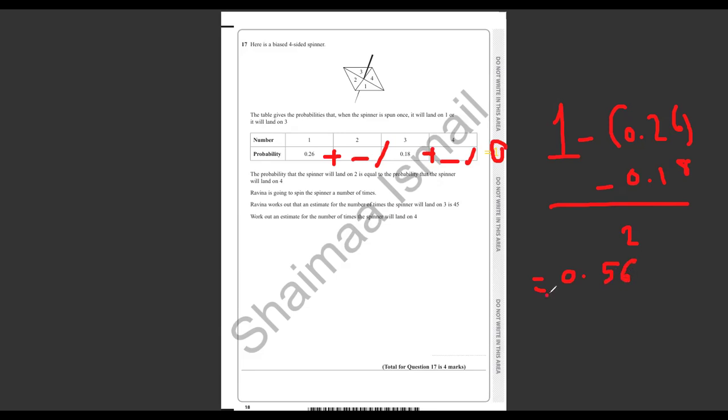Then we divide this by 2, which gives us 0.28. The missing probability in the spinner will stand on 4, it will be 0.28. And the spinner will stand on 2, it will also be 0.28.